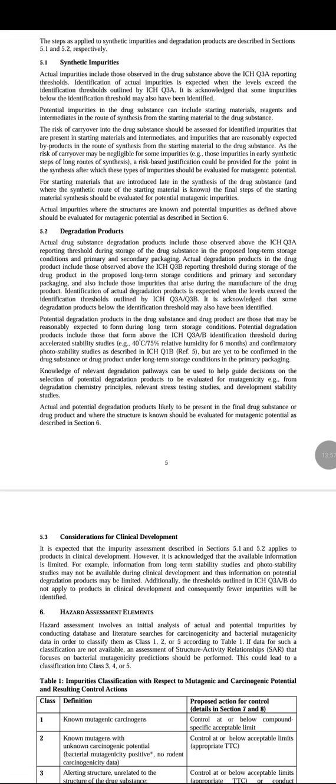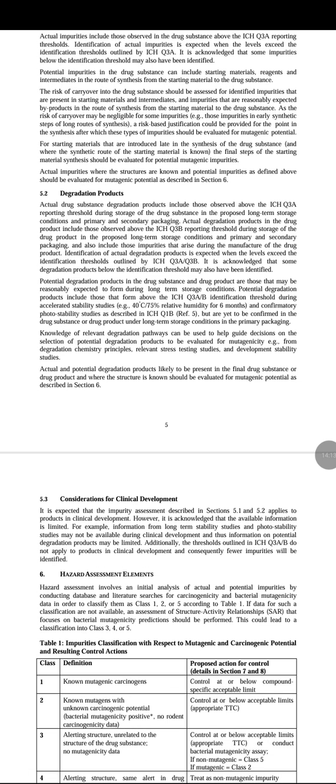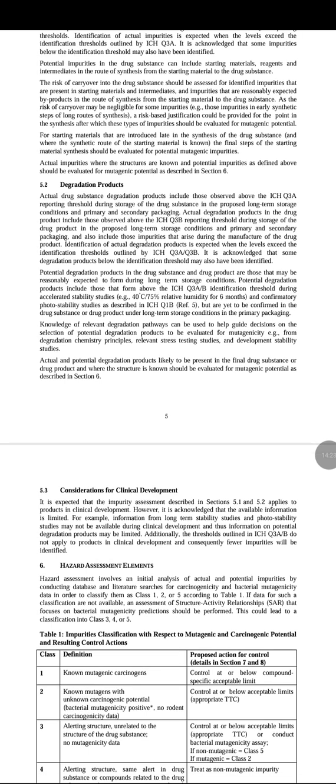Then synthetic impurities: actual impurities include those observed in the drug substance above the ICH Q3 reporting threshold. Identification of actual impurities is expected when the levels are above the identification threshold outlined by ICH Q3. It is acknowledged that some impurities below the identification threshold may also be identified. Potential impurities in a drug substance can include starting materials, reagents, and intermediates in the route of synthesis from the starting material to the drug substance.